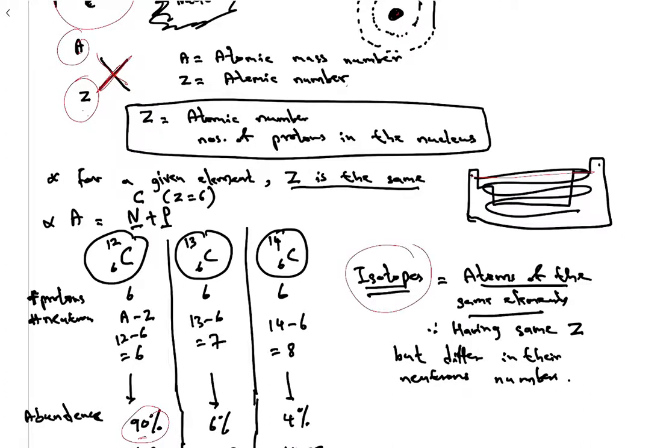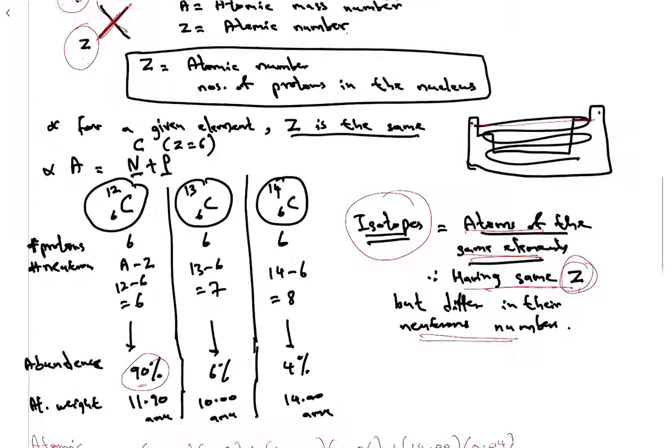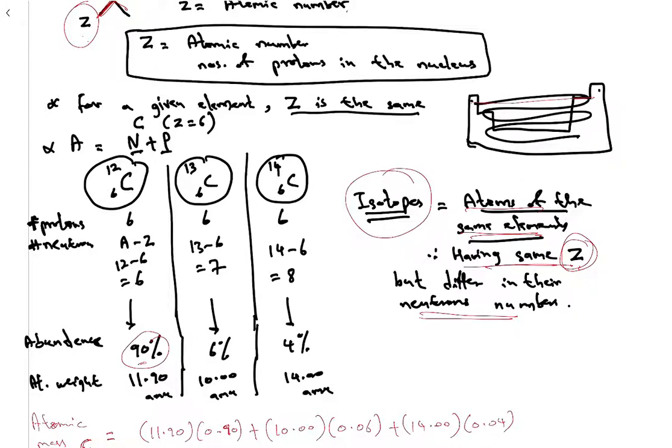Isotopes we spoke about, they are atoms of the same element, therefore they should have the same atomic number, i.e. the same Z, but they will have different atomic mass numbers, that means a different number of neutrons. So I gave an example of the 12 isotope of carbon, the 13 isotope of carbon, the 14 isotope of carbon, but they're all carbons, so they will all have the same number of protons, 6, but the neutrons will vary: 6, 7 and 8.